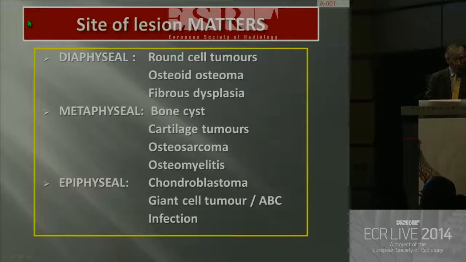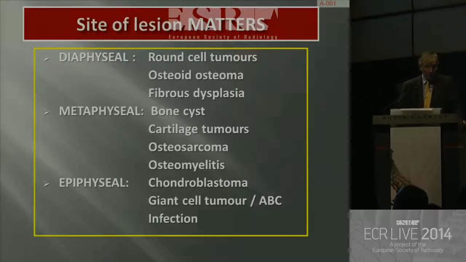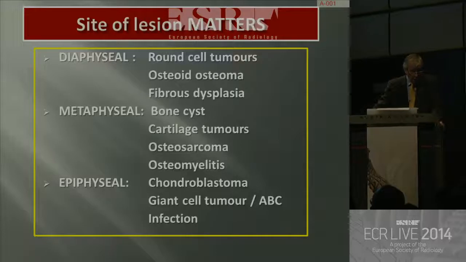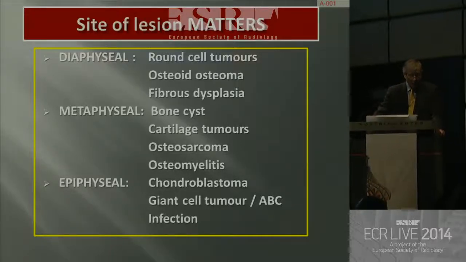So, what other things to take into account? Where is the lesion? Is it diaphyseal? Is it metaphyseal? Is it epiphyseal? And clearly, different lesions may predominate in different areas. But don't use that as an absolute.